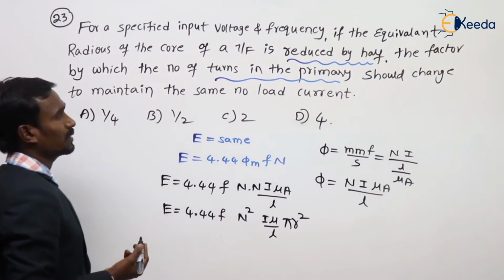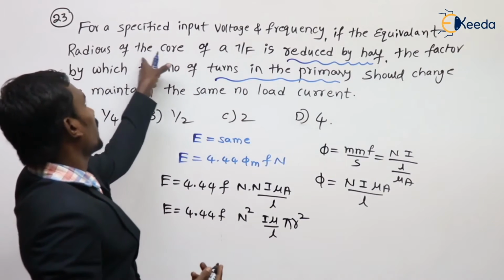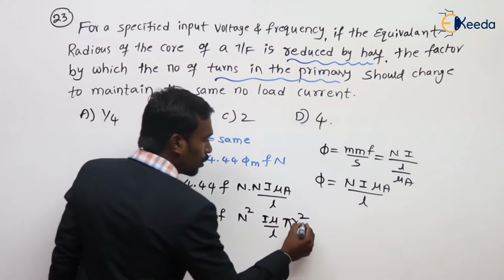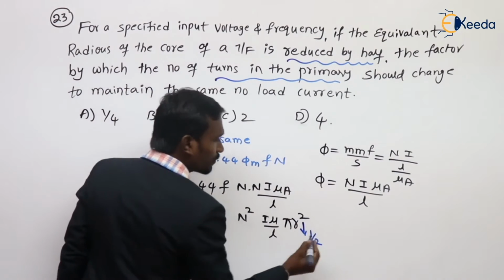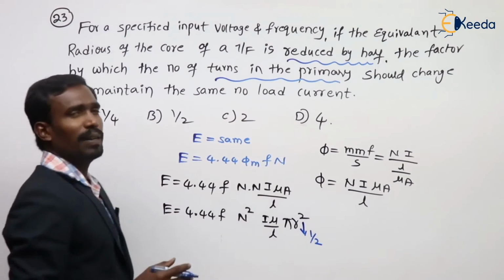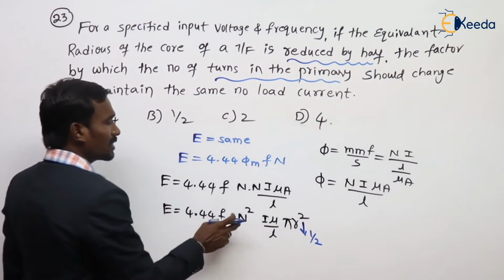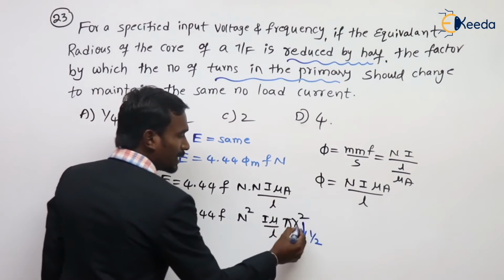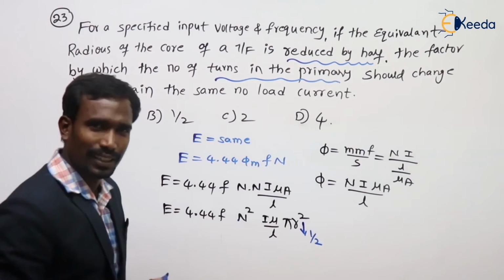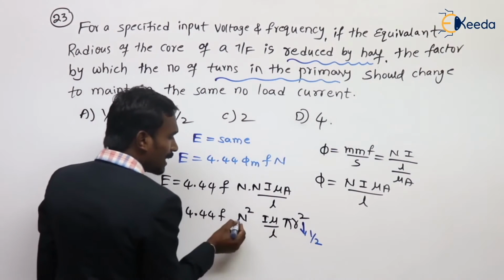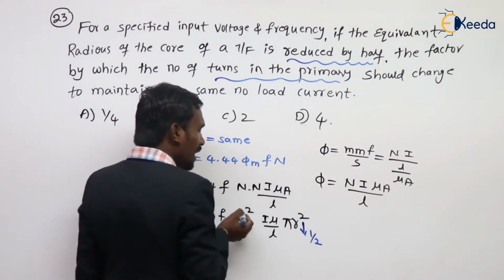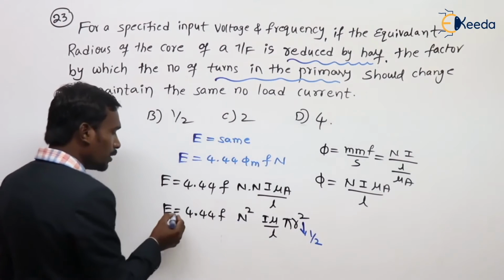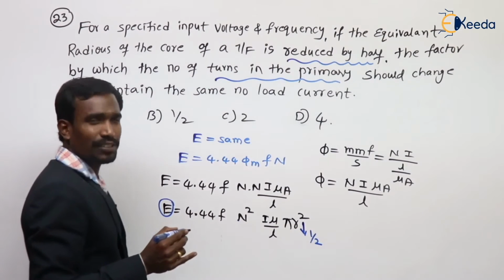Now tell me, what is the question? Here the radius of the core is reduced by half. To maintain the same EMF and same no load current, what is the change in the number of turns? See here, the number of turns and radius are inversely proportional to each other. Yes or no? If one decreases, the other should increase. If one increases, the other should decrease. Because these are in multiplication, then only this value is a constant.